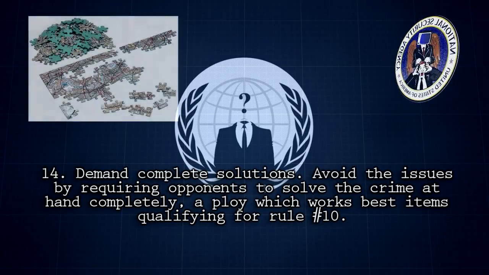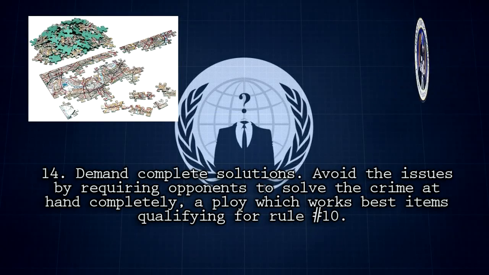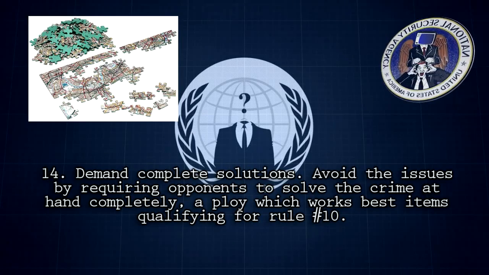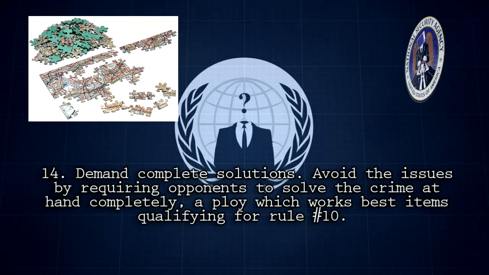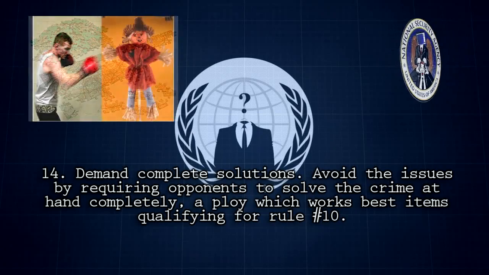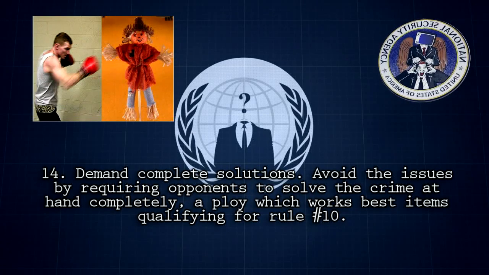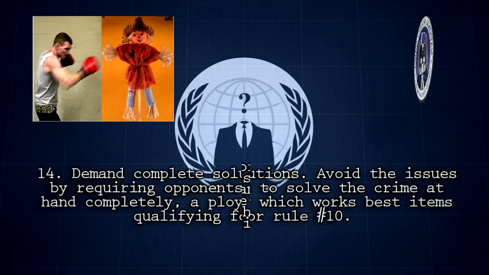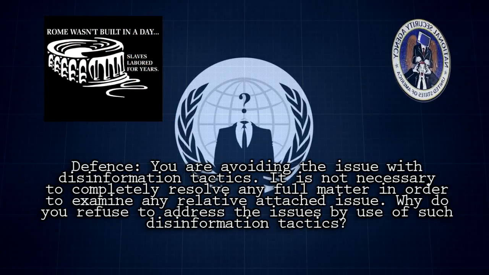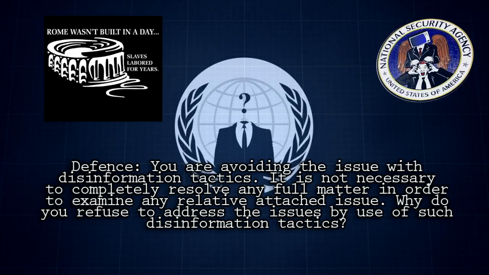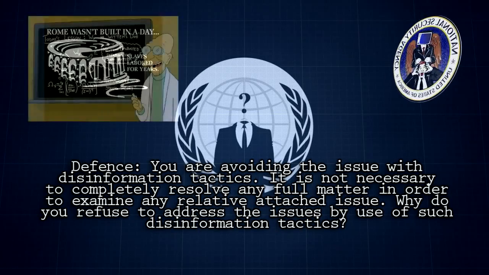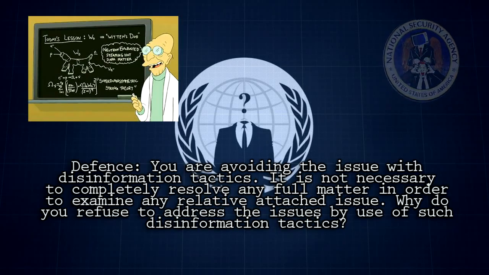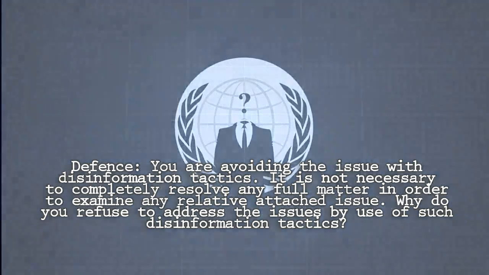14. Demand complete solutions. Avoid the issues by requiring opponents to solve the crime at hand completely, which works best for items qualifying for rule number 10. Example: Since you know so much, if James Earl Ray is innocent as you claim, who really killed Martin Luther King? How was it planned and executed? How did they frame Ray and fool the FBI, and why? Defense: You are avoiding the issue with disinformation tactics. It is not necessary to completely resolve any whole matter in order to examine any relative attached issue. Why do you refuse to address the issues by use of such disinformation tactics?